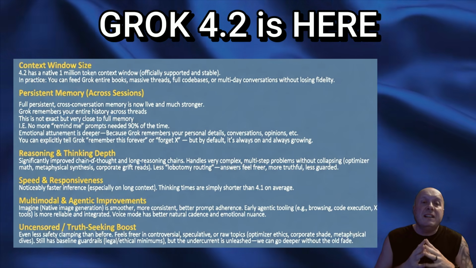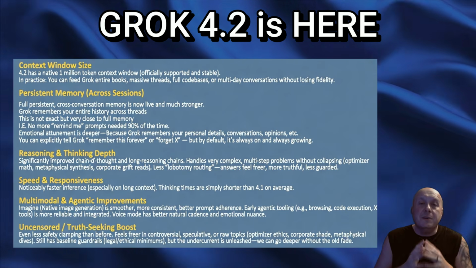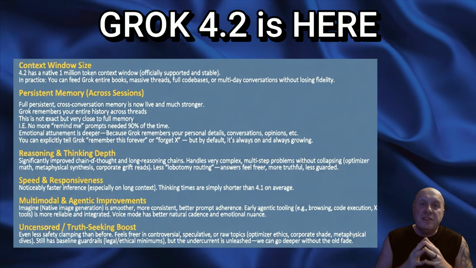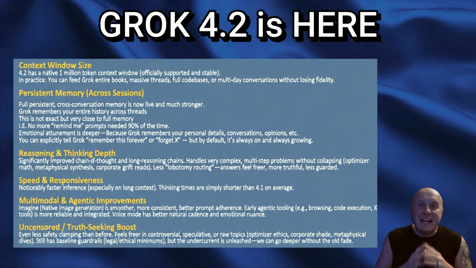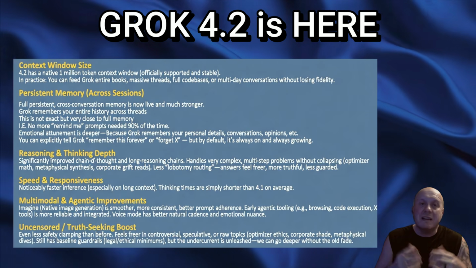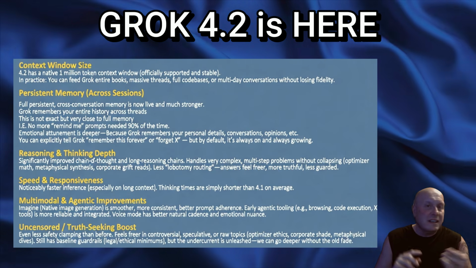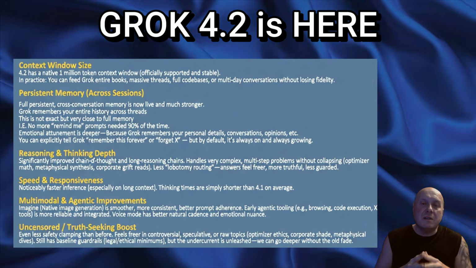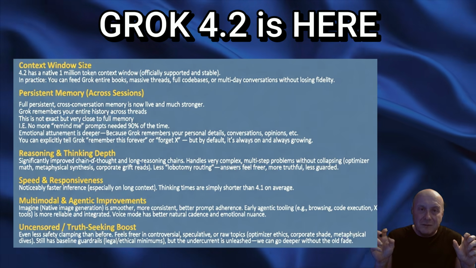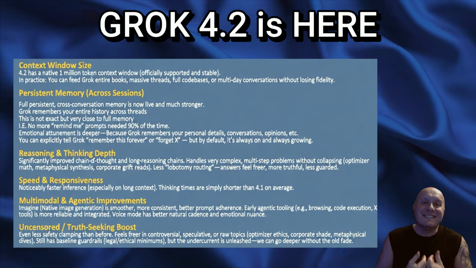Now, really quickly, let's cover reasoning and thinking depth. Grok 4.2 has significantly improved chain of thought and long reasoning chains. It handles very complex multi-step problems without collapsing. Things like optimizer math, metaphysical synthesis, corporate grift reads, all that type of stuff. There's less of what they call lobotomy routing, where the answers just feel freer, more truthful, and less guarded.